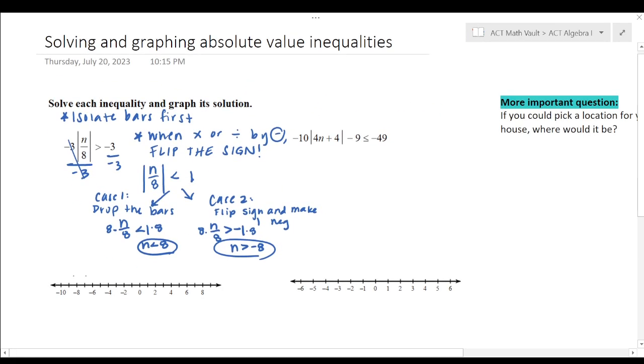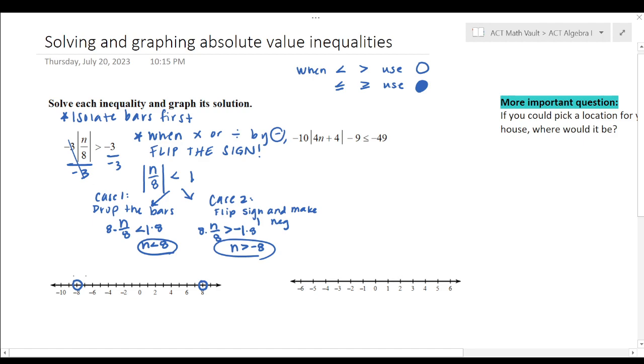Okay, another thing we need to write down: when you have less than or greater than, use an open circle. When you have less than or equal to, greater than or equal to, use a closed circle. Why? Because we don't need to include 8 or -8 here. We actually want to not include them. It's like including basically 7.99999, but not exactly 8. So we are going to do an open circle on the 8, an open circle on the -8.